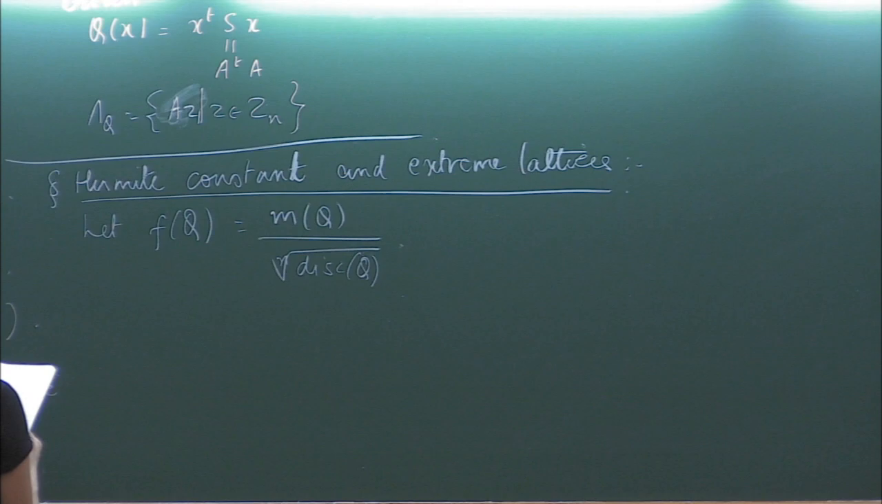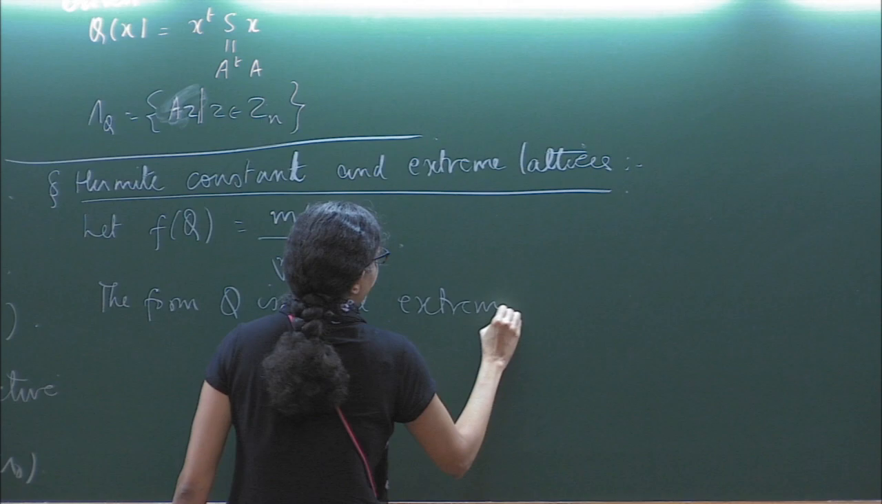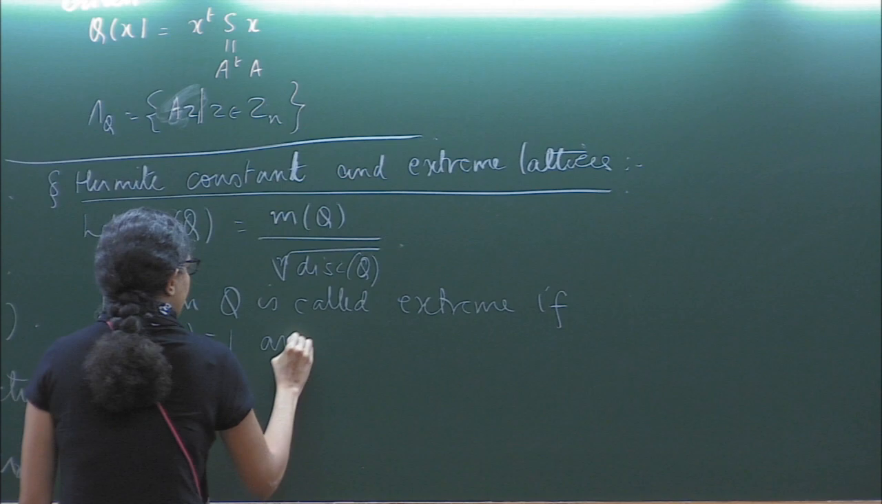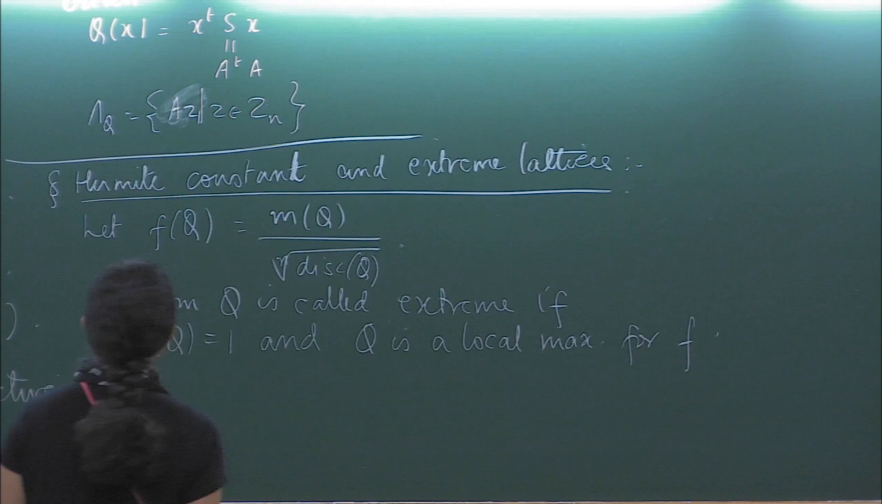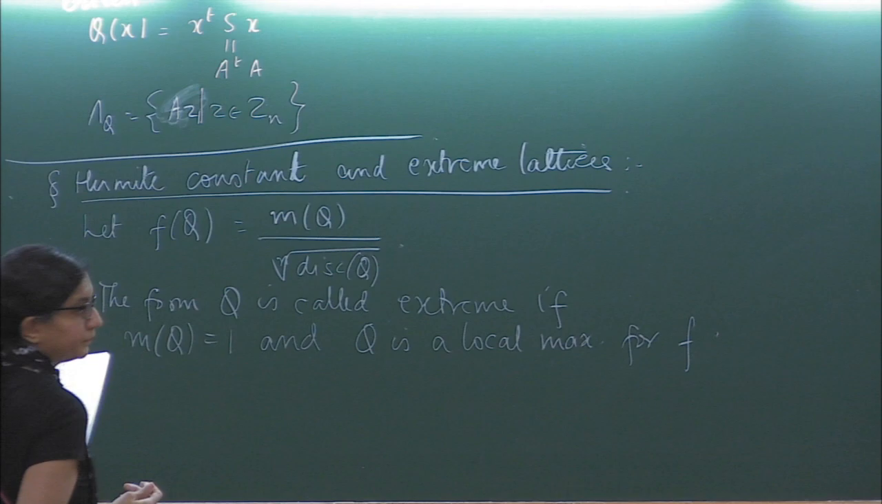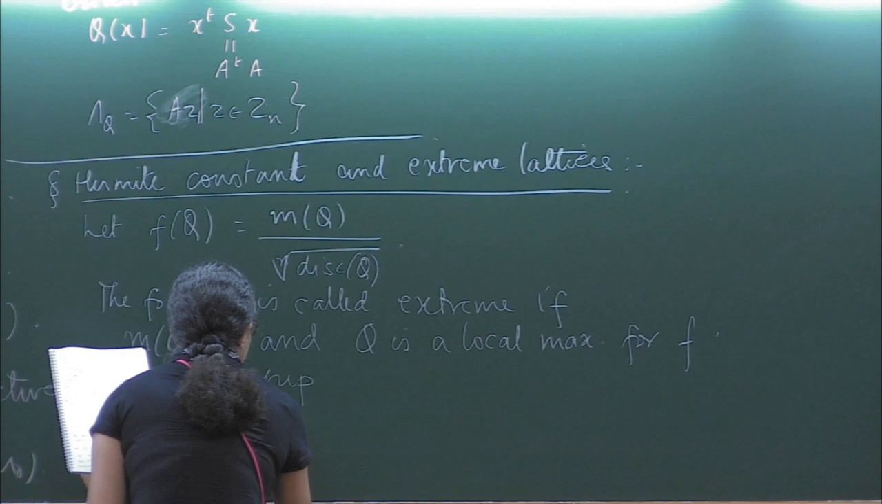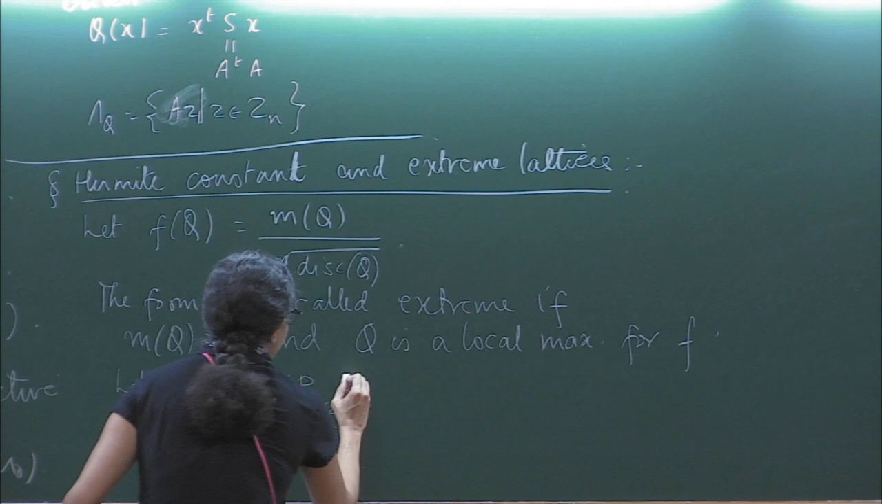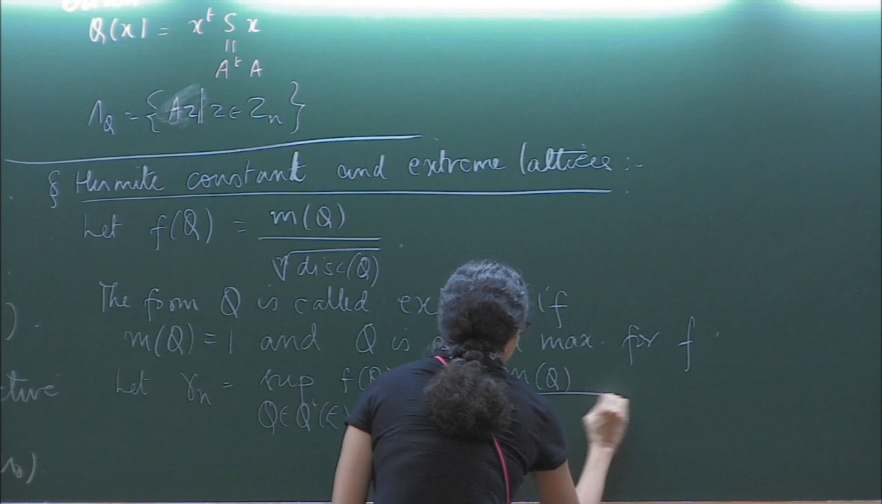Okay, the form Q is called extreme if m of Q is 1 and Q is a local maximum for f. And let gamma n be the supremum of all the Q in the equivalence class of Q plus of E of f of Q, which is the supremum of m of Q over the nth root of the discriminant of Q, and this is called the Hermite constant.